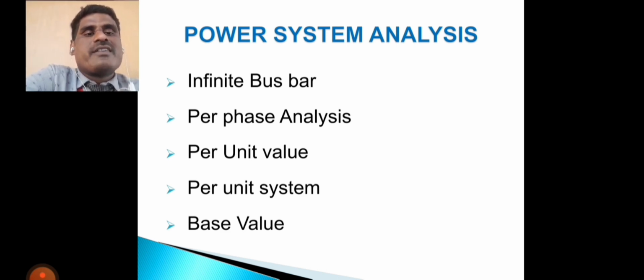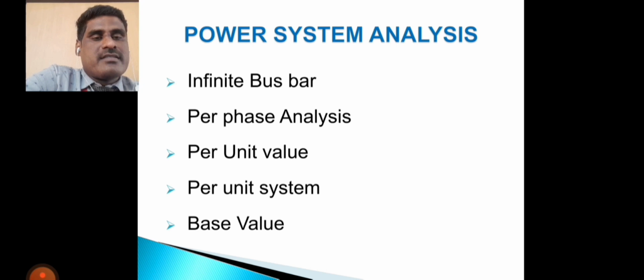And the next one is phase analysis. What is meant by phase? The three phase refers to R, Y, B. R represents the first phase, Y represents the second one, and the third one is B. So the three phase refers to the R, Y, B supply.